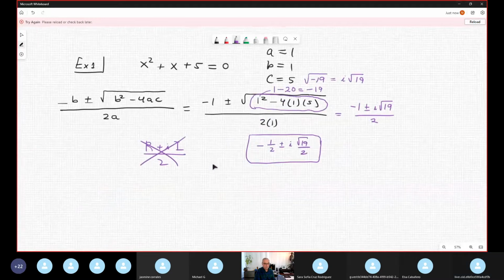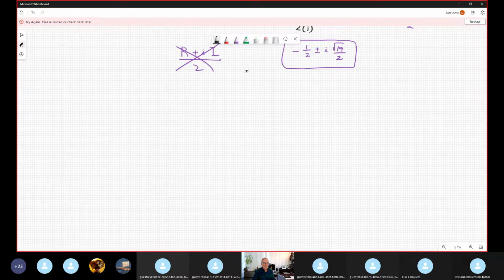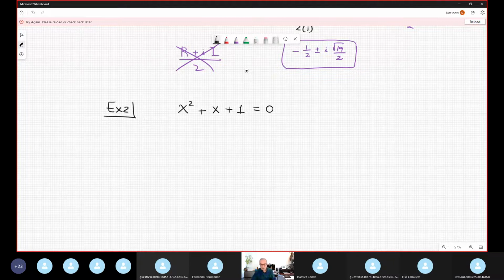Very easy. Let's do one more example. Example 2, using the quadratic formula: x squared plus x plus 1 equals 0. Question number 1: is this equation already expressed in standard form? Yes or no? Yes. Question 2: who are a, b, c in this example? a is 1, b is 1, and c is 1.